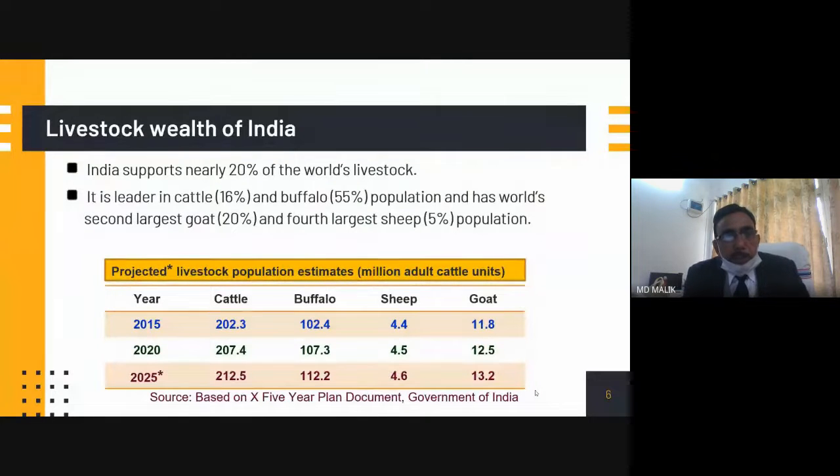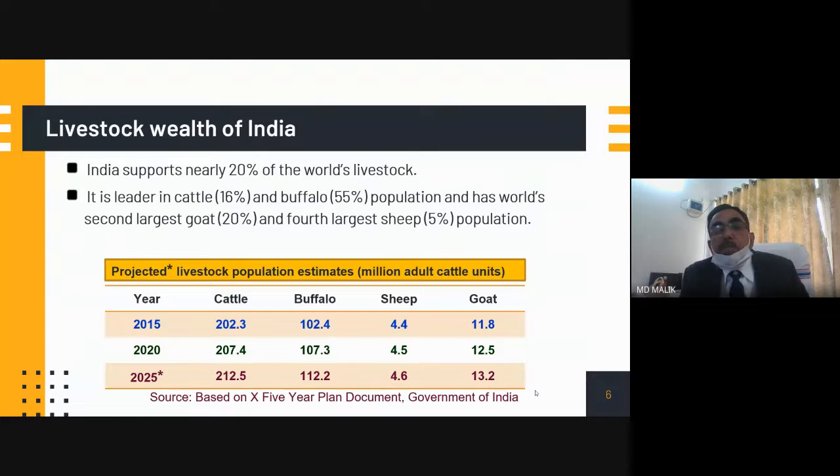Because this is an integrated farming system based on livestock, we have to think about what the livestock wealth in India is. India supports nearly 20% of the world's livestock. This is very important, as India is leading. For cattle it is 16%, buffalo 55% of the population, and India has the world's second largest goat population. It is a very profitable business when we include goats. It is very acceptable all over India, whether in the southern region or the temperate region, and they are using sheep also. India has the fourth largest sheep population, nearly 5%.